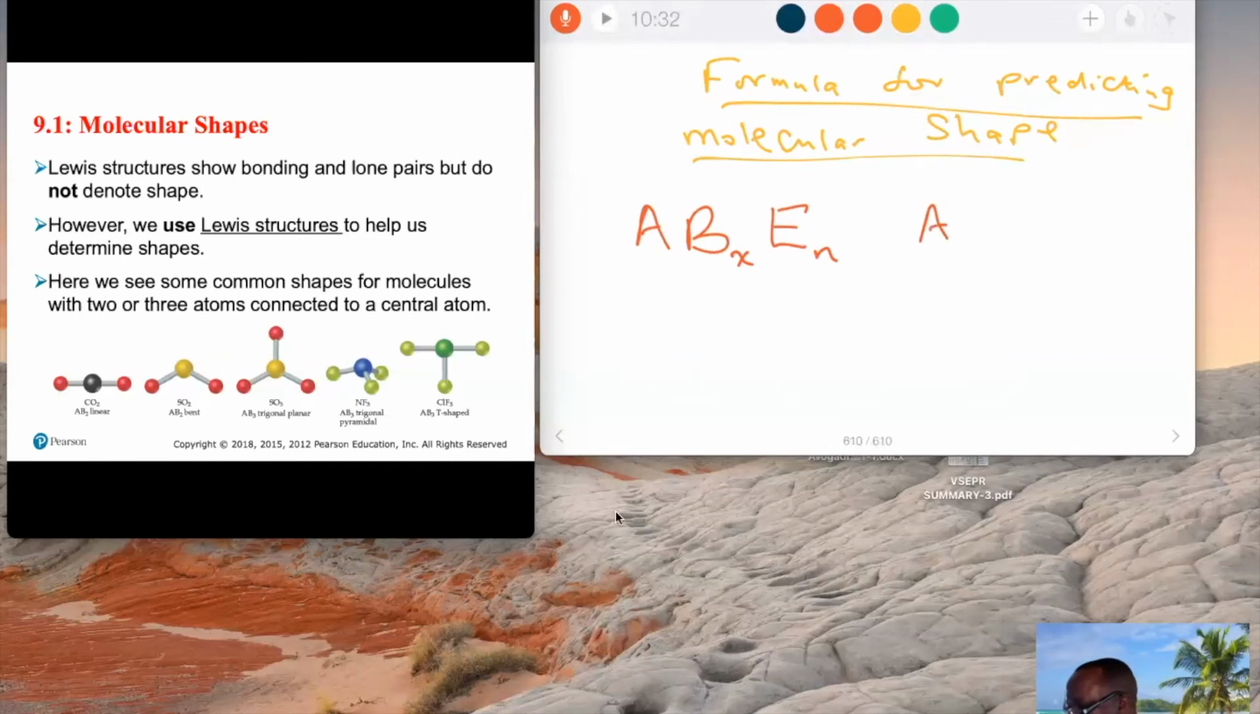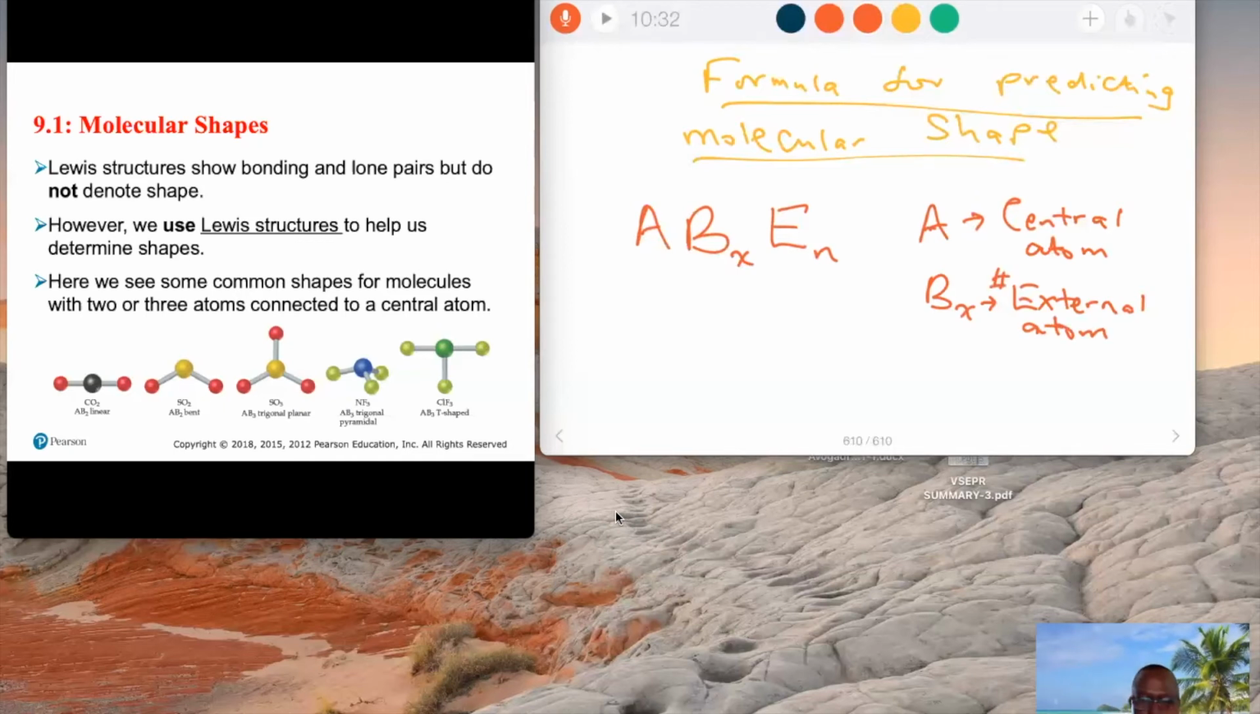A is the central atom. B, X, we call these external atoms, the number of external atoms, how many they are. For example, here we have two external atoms. A is for the carbon you see here. P2 means two external atoms hooked up to the central atom.